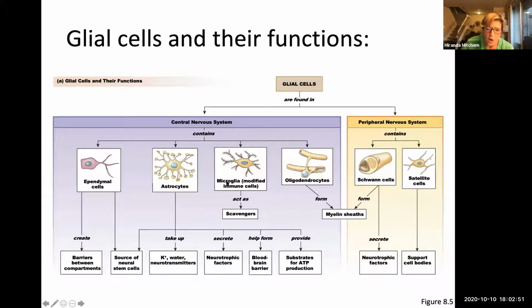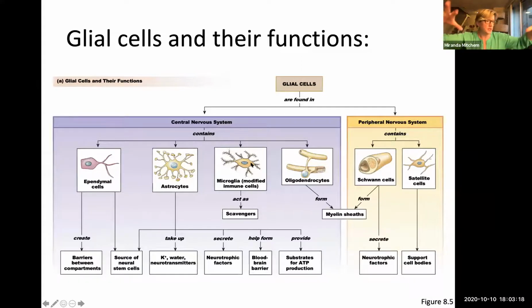Our microglia, these are considered the immune system cells of the central nervous system. They are actually a modified form of an immune system cell. So as opposed to coming from the ependymal, the progenitor cell of the nervous system, microglia cells originate from the immune system lineage. But they work like scavengers.